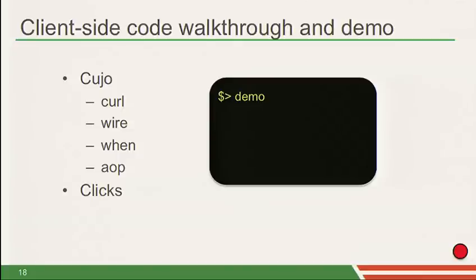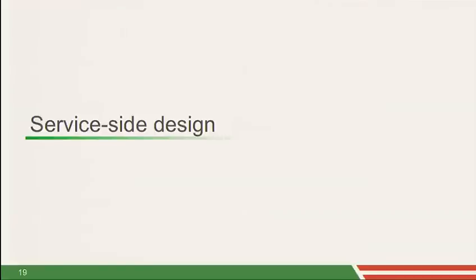A package called Cujo comes with the curl module loader, the wire module, there's when.js for promises, there's an AOP library, and so on. What I just wanted you to take away is that it doesn't look like a bunch of templates and JSPs. It looks like a code base, and there are starting to be some really quite structured, Spring-style things appearing on the client side. But for the rest of the day, we're going back to the server side.